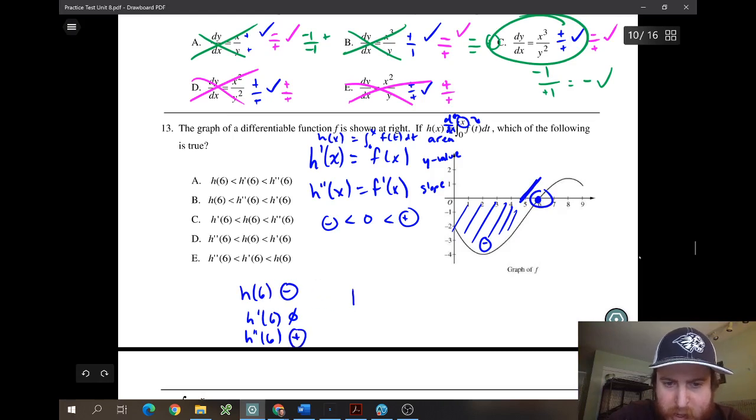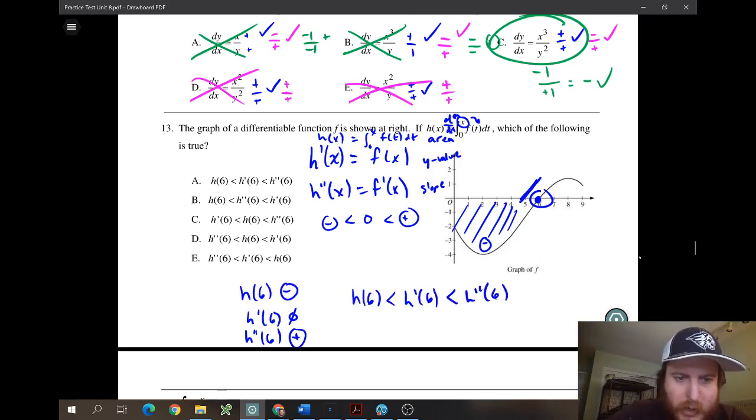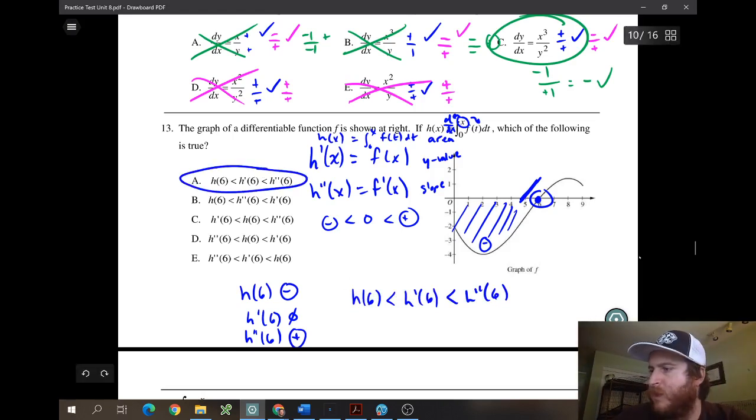So it's going to go in that order. H of 6 is less than H prime of 6, which is less than H double prime of 6. It's just a coincidence that it went like H prime, H double prime. That doesn't always happen. That actually pretty much rarely happens. But in this case, that was true because we're going negative, 0, positive.